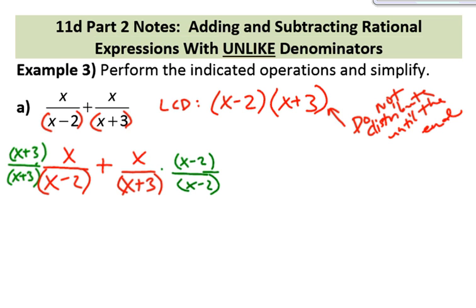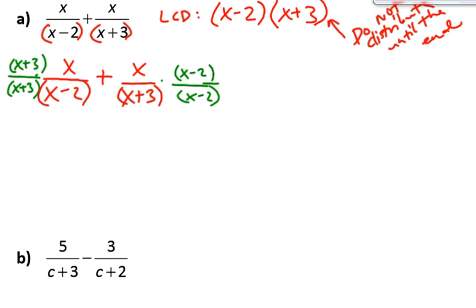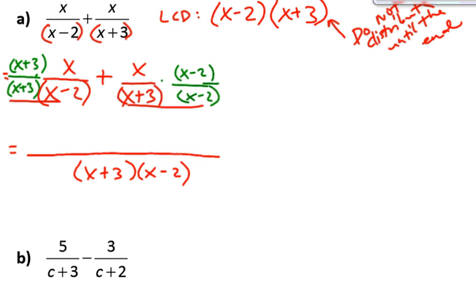Now typically I don't show this step, but I thought for this example that would make things a little clearer for you. Now I would make this one big fraction because your denominators are now the same. So it's just x plus 3 times x minus 2, or vice versa, it doesn't matter. But in the numerator, I have x times x plus 3, and then plus x times x minus 2.